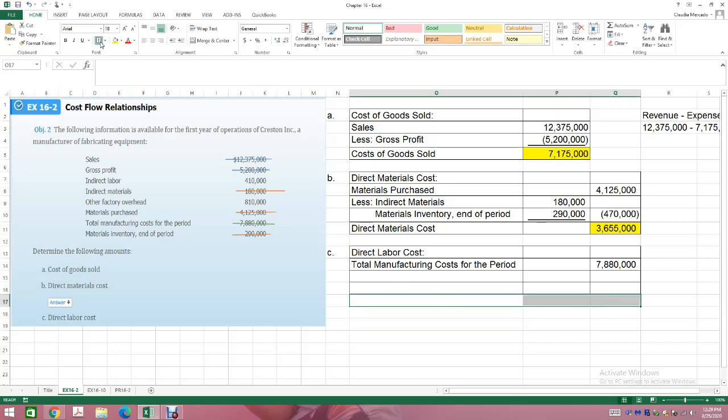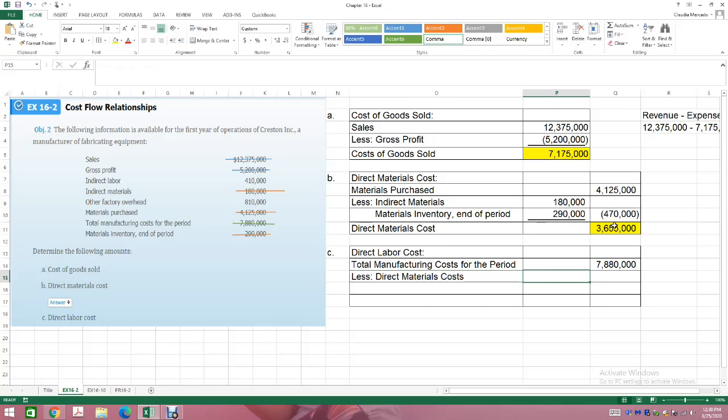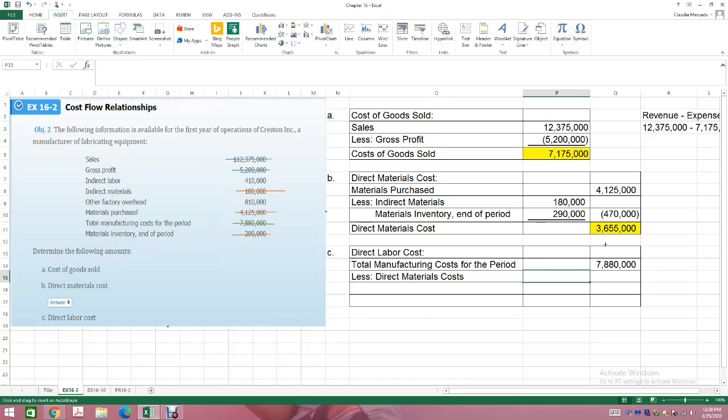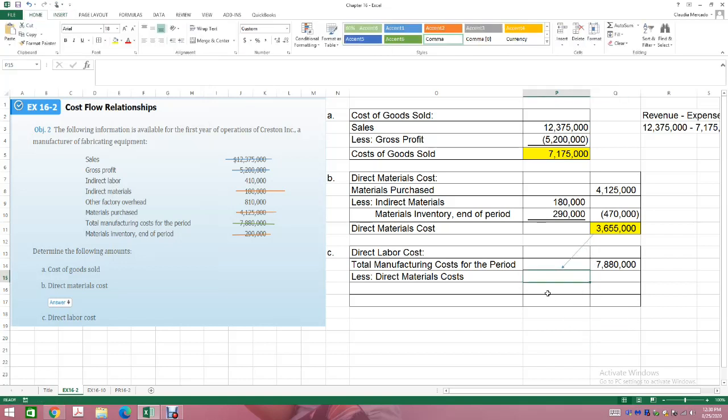Okay. Now we're going to deduct the information we already have. So I'm going to deduct less direct material cost because we already figured out how much we spend in materials. So I need to deduct that for my calculation. So I know that I spend $3,655,000 right here on materials. So that number is going to go over here, okay? So my direct material cost is $3,655,000.